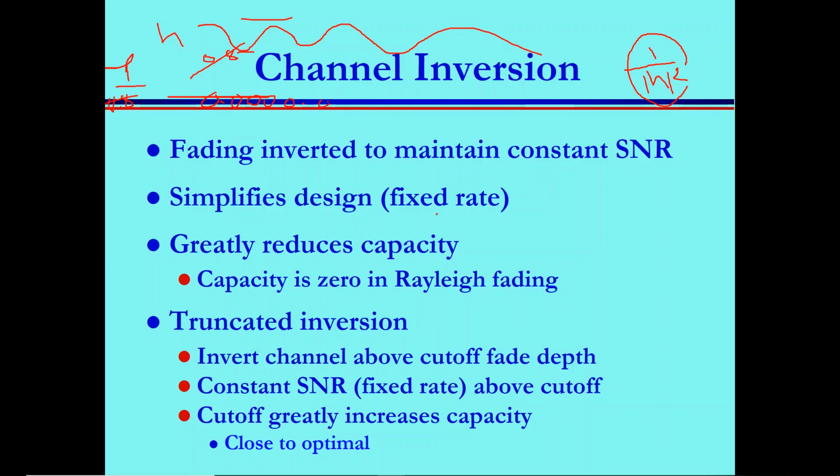And this simplifies design because you have a fixed rate. It greatly reduces capacity. And here is the thing I was talking about. Once you know the threshold at which you can make channel inversion, anything below that you ignore, and since you don't transmit over it, we call it truncated inversion. You invert your channel to a limit. After this limit, you don't invert. For example, let's say you are transmitting over a frequency selective channel, and the response over different frequencies was like this.